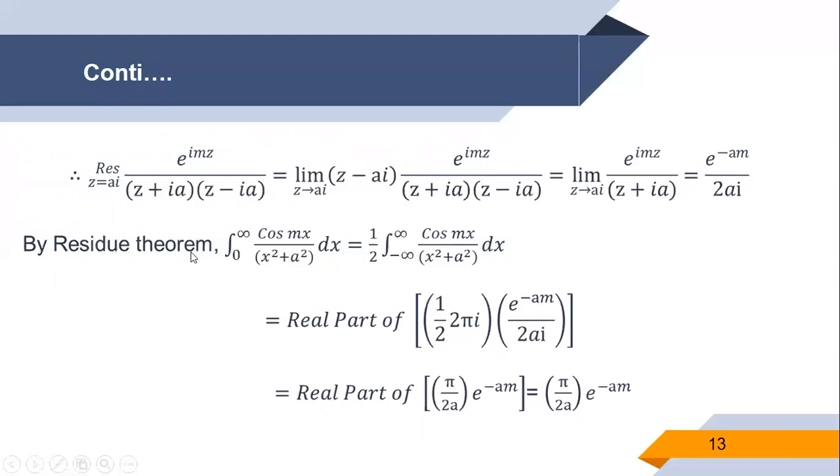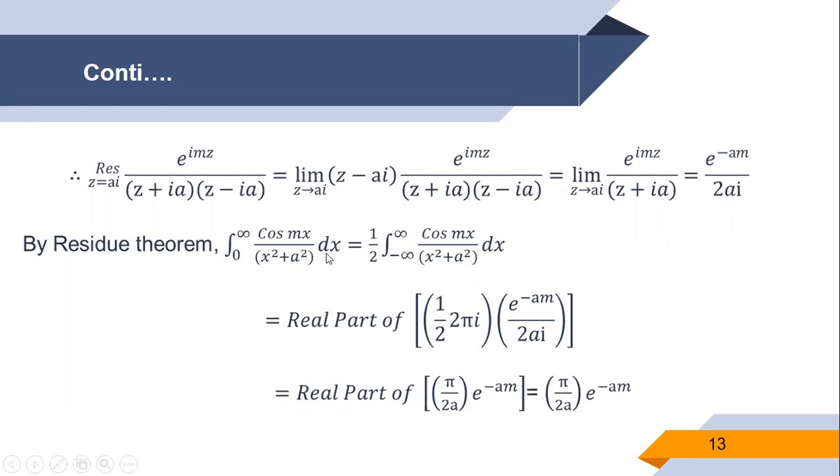Now by the residue theorem, the integral from 0 to infinity of cos mx upon x² + a² dx is equal to first 1/2 times the integral from minus infinity to infinity of cos mx upon x² + a² dx. Here it is cos, so we consider only the real part. So 1/2 times 2πi times the residue. So we get the real part π upon 2a e^(−am). So π upon 2a e^(−am) is the solution of the given integral.